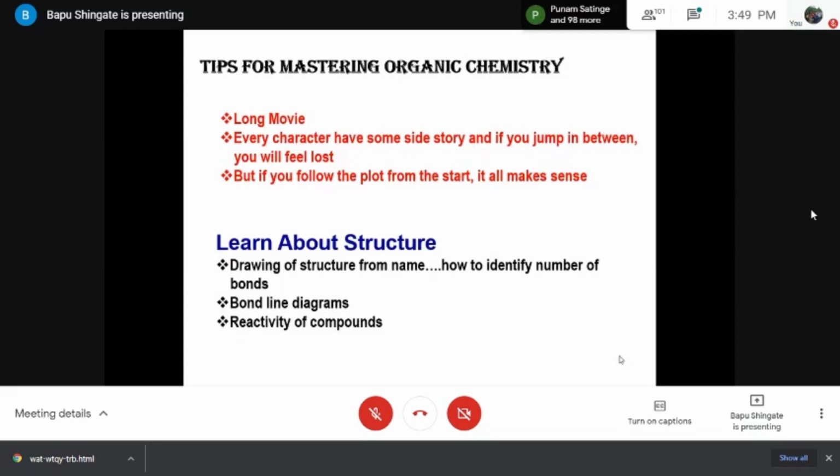How many possible structures are there? Yes, there are many more possible structures. See, one of the structures is cyclohexane, for the molecular formula C6H12. That is one of the structures, cyclohexane.